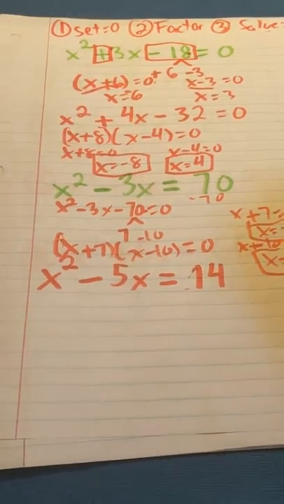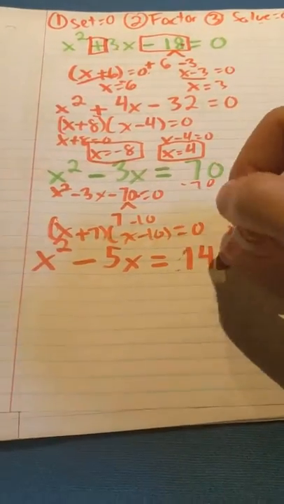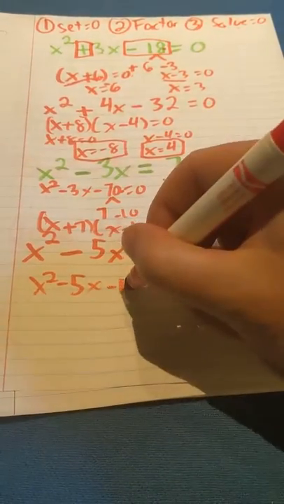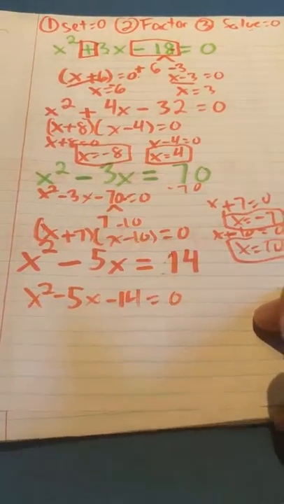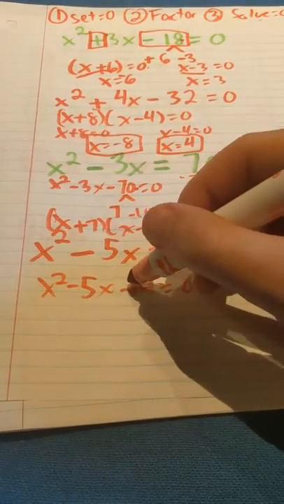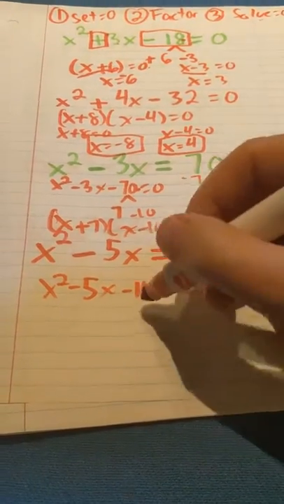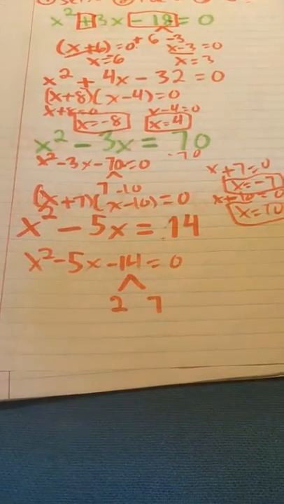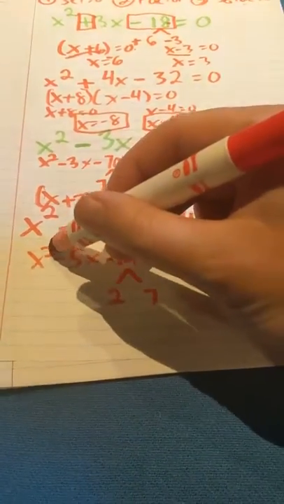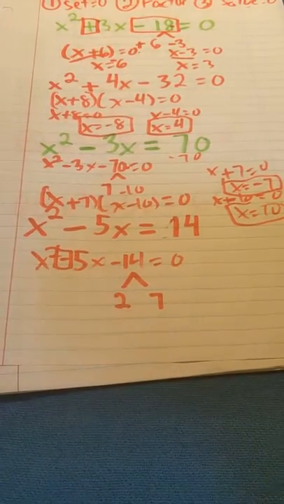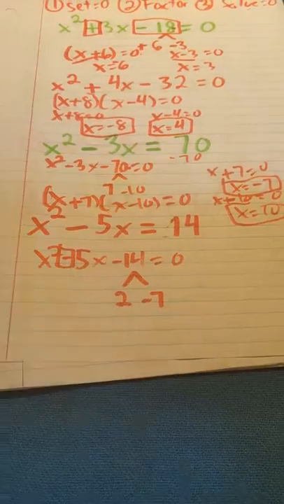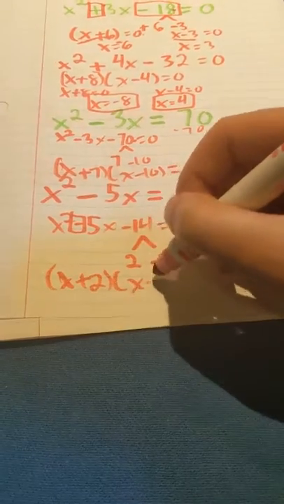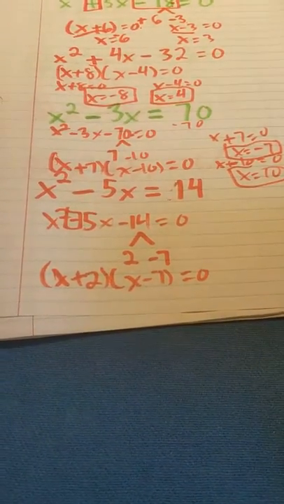Make sure you set it equal to 0 first. So what you should have done is subtract the 14 first, so you get x squared minus 5x minus 14 equals 0. Then make sure that we factor, so what are 5 apart that multiply to give me 14? That would be a 2 and a 7. 2 times 7 is 14, and 7 minus 2 is 5. That's the bigger number, so the sign goes with it, the negative 7. So we get x plus 2 and x minus 7 as our factors.